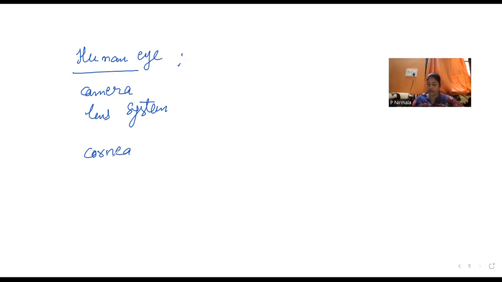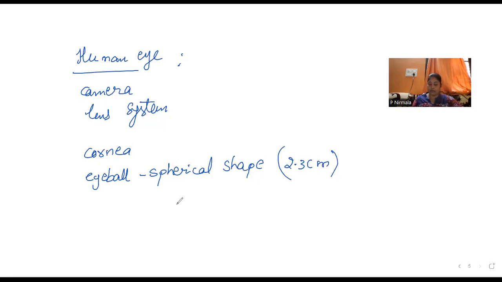And what is happening at the retina? What is the next process? We have an eyeball. So what shape is the eyeball? It is spherical in shape. Based on the eyeball, we also discuss the defects. So in the normal eye, the eyeball is spherical in shape. What is the diameter of that? The diameter of the spherical eyeball is 2.3 centimeter. We are discussing the normal eye.